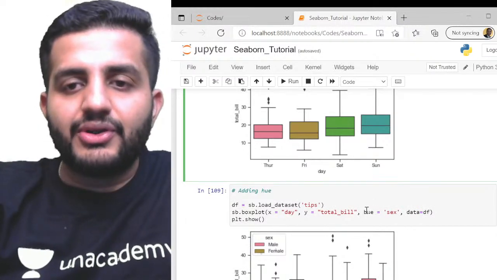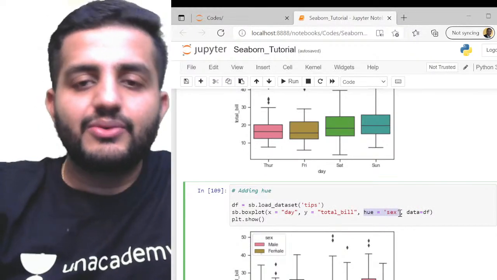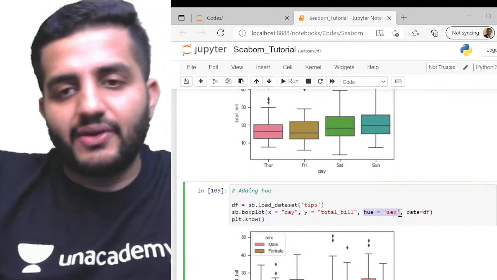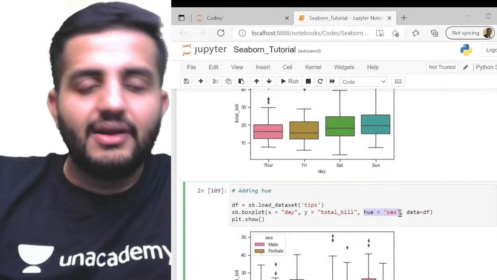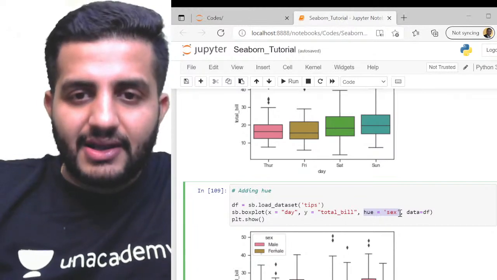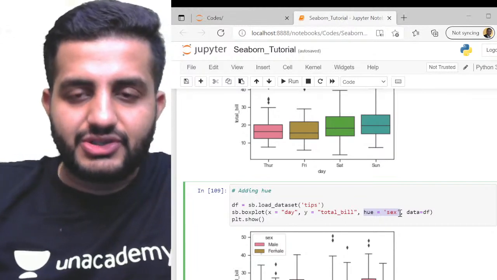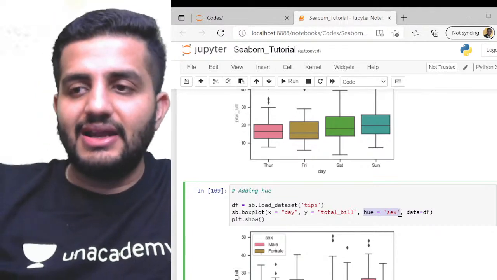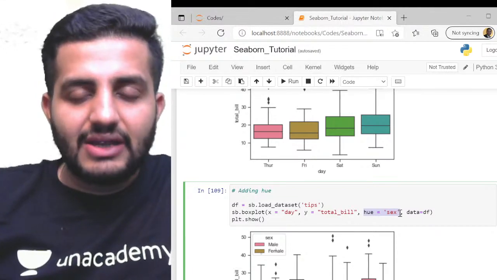And I was talking about hue, right? So hue can be introduced in almost, I would say, all of your graphs. So hue is a very standard and very prominent argument available in Seaborn, which you can actually use to insert any extra granularity on top of your graph.